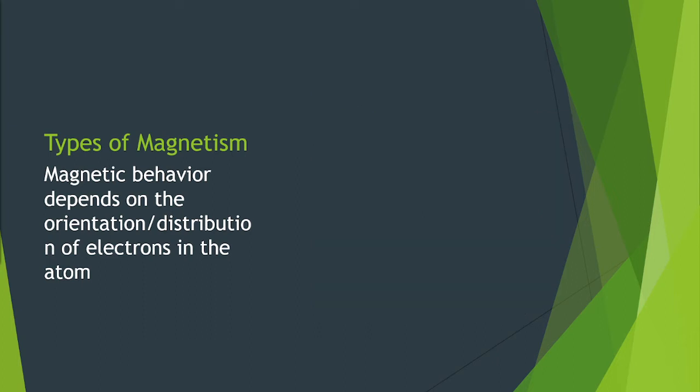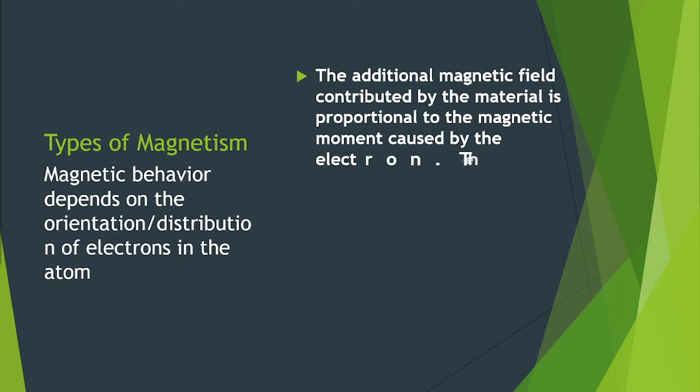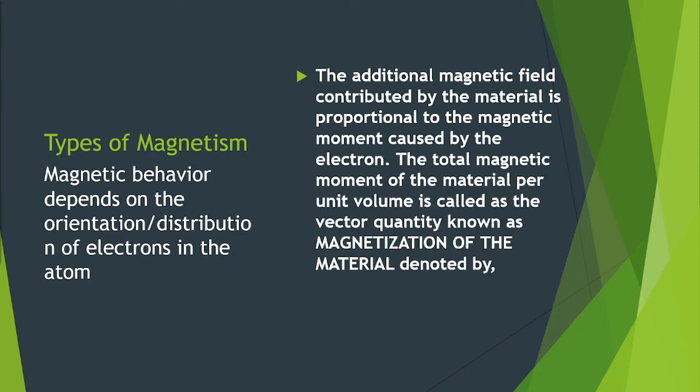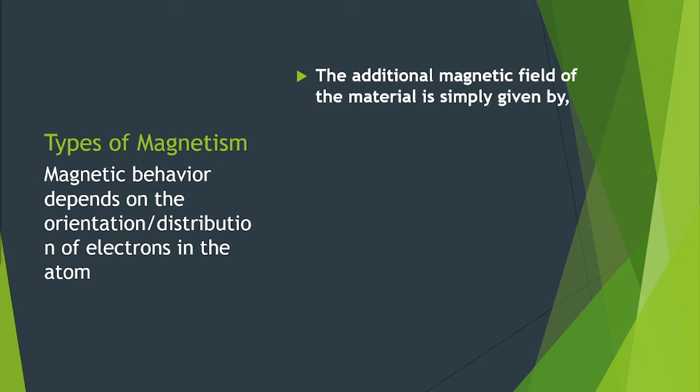The additional magnetic field contributed by the material is proportional to the magnetic moment caused by the electron. The total magnetic moment of the material per unit volume is called the vector quantity known as the magnetization of the material, denoted by M, which is equal to the total magnetic moment divided by the volume V of the material. We can compute the additional magnetic field of the material. This is denoted by B sub p, which is equal to mu sub 0 multiplied by the magnetization of the material, M.